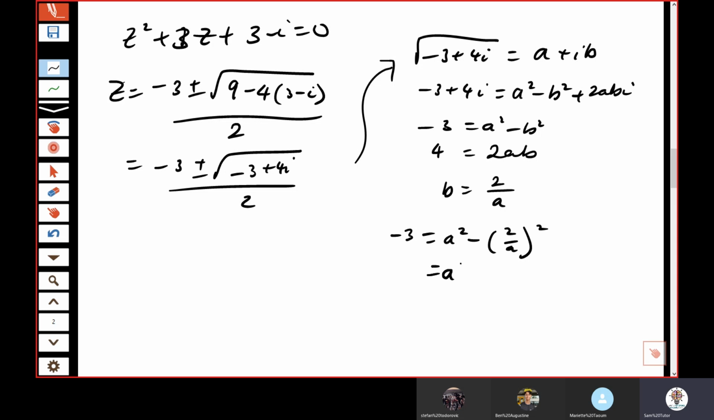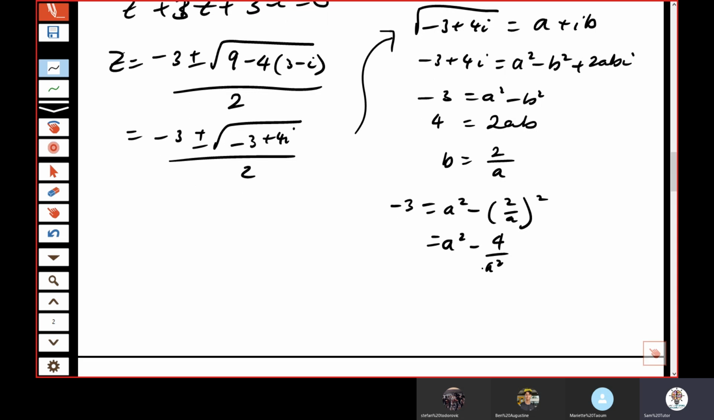This becomes a squared minus 4 on a squared, multiply everything by a squared. That should be plus 3. All right, doesn't matter. Negative 3a squared equals a to the 4 minus 4. Bring everything over, I get a to the 4 plus 3a squared minus 4 equals 0.